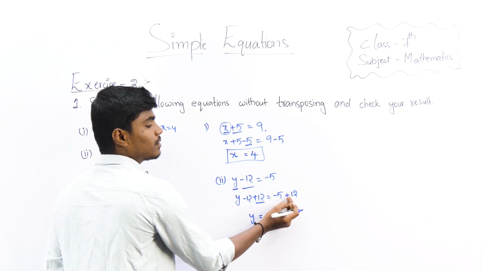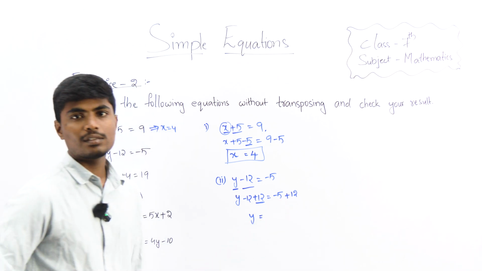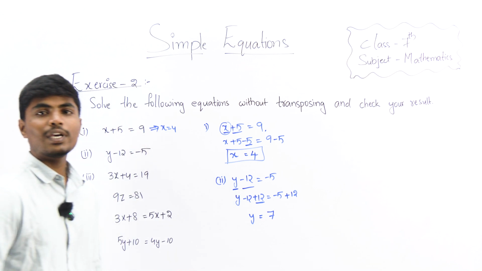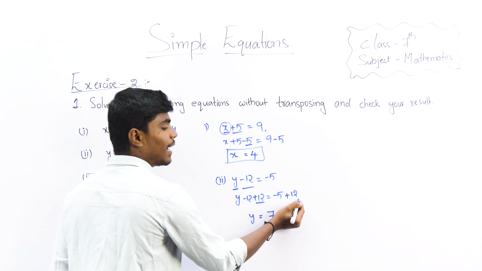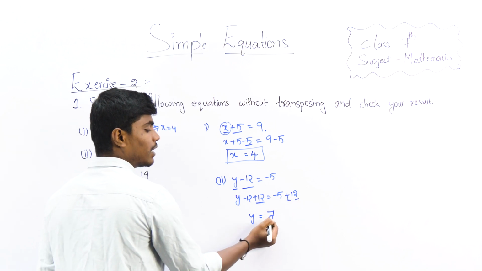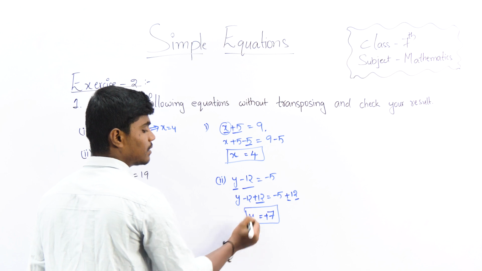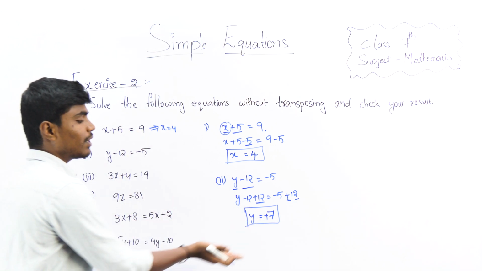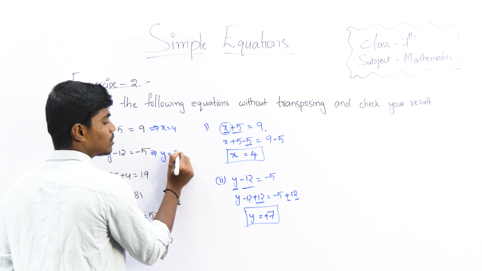Here we have to subtract, so 12 minus 5 is 7. What is the sign of the greatest number? Here 5 and 12: 12 is the greatest number and 12 has the sign plus. So here also we will have plus. So y is equal to 7. This is the solution for the second one.